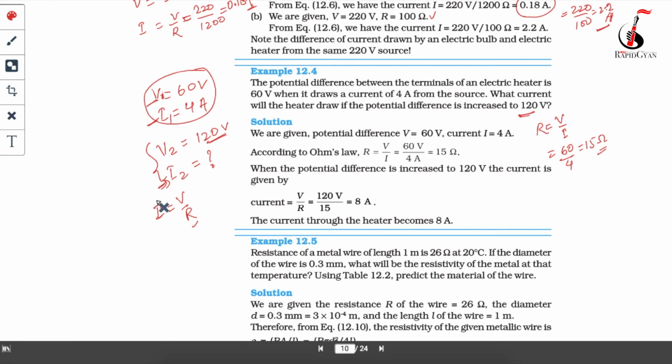Of course, R is going to be the same for this, because the conductor, the heater, is not going to change. If the conductor remains the same, the value of R will also remain the same, correct guys? So now I got the value of R, which is 15 ohm. So in this formula I can put V2, which is 120 volt, divided by 15 ohm, so I will get 8 ampere of current. So my new value is 8 ampere.